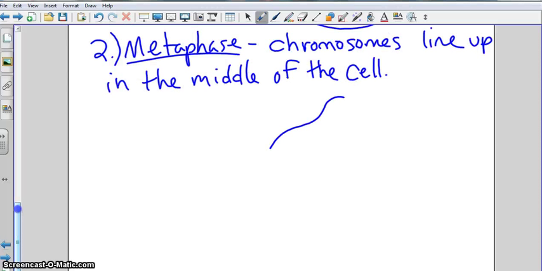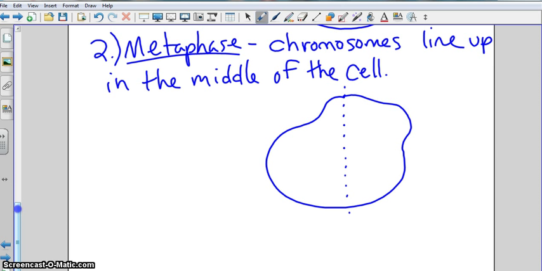Here's our animal cell again. We also sometimes call this the equator. Why would we give it that name? Because it's down the middle, just like the equator of the Earth. So sometimes we say they line up at the equator. So they line up in the middle, just like that.